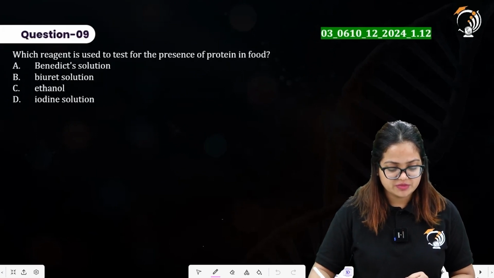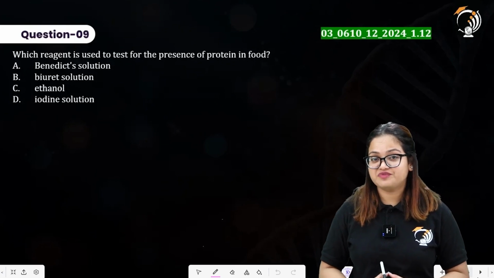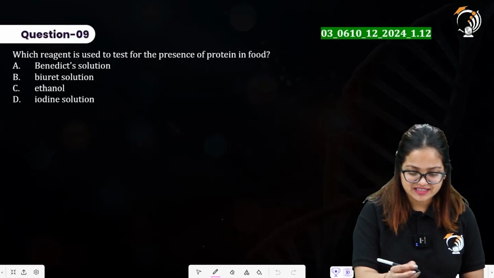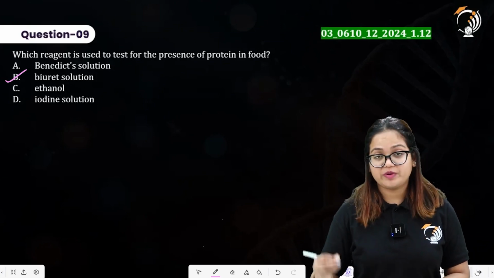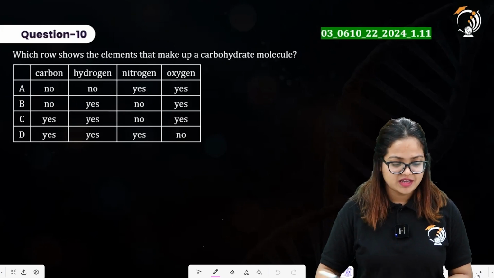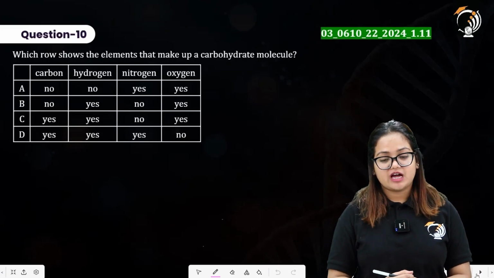Then we have question number 9 that says which reagent is used to test the presence of protein in food, and for that we have biuret test, or you can say biuret solution to perform the biuret test actually. Question number 10 here says which row shows the elements that make up a carbohydrate molecule.